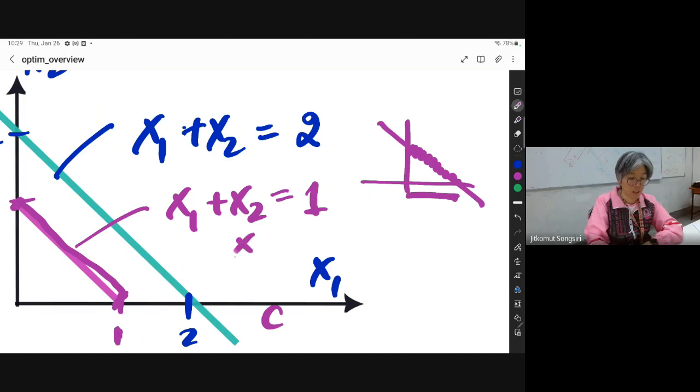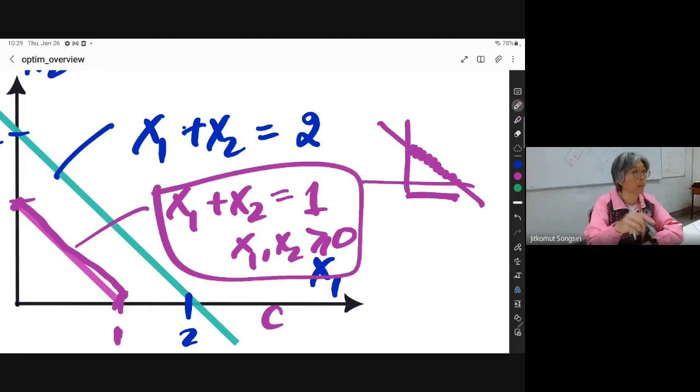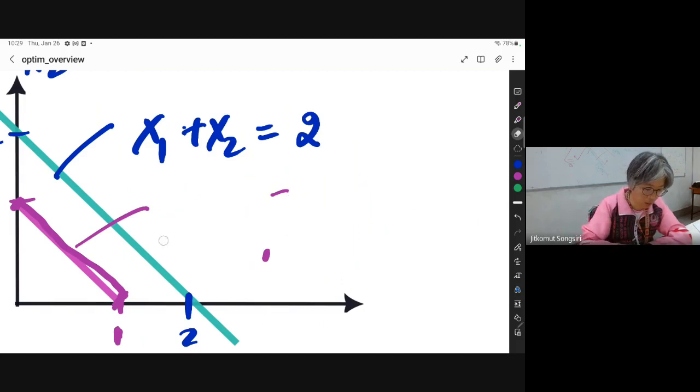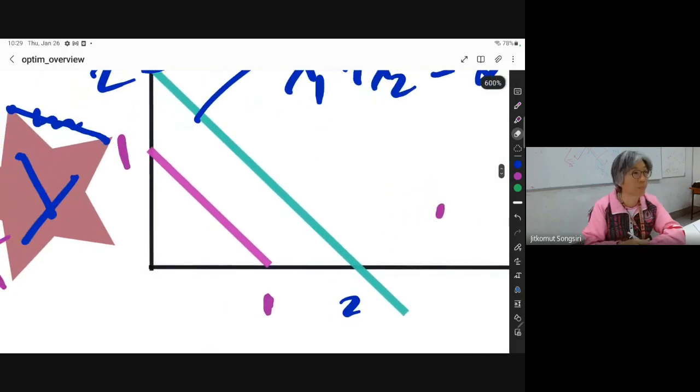Or x1 and x2 are positive, right? This one you will see more commonly, this type of constraint. Because it's called the probability simplex that we mentioned previously. Now what about the purple thing? The purple thing, is it convex? Is it convex?